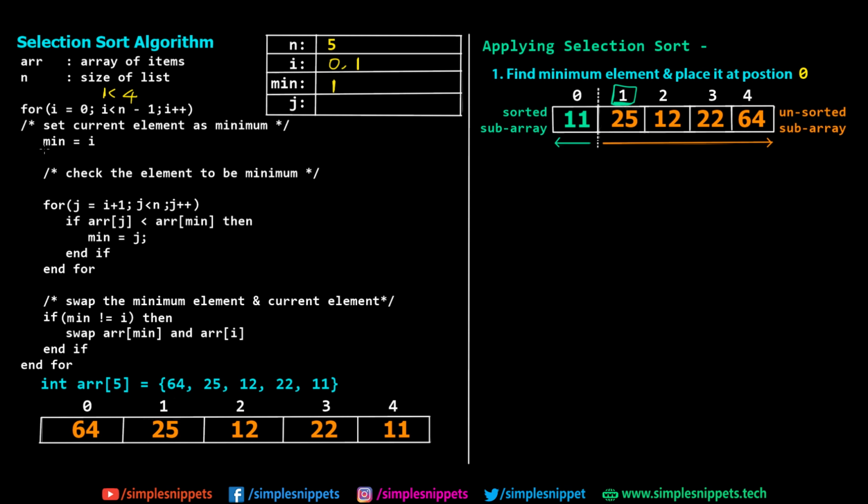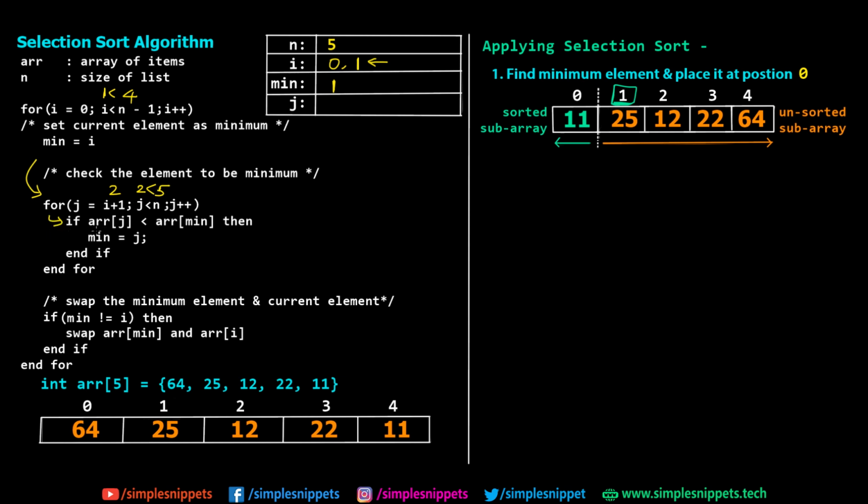Okay. So once this minimum value is set to 1, we will go ahead in the smaller for loop. Here we say j equals to i plus 1. What is the value of i? The latest value of i is 1, and 1 plus 1 will become 2. Is 2 less than n? What is n? 5. 2 is less than 5. True. So we go inside this for loop.